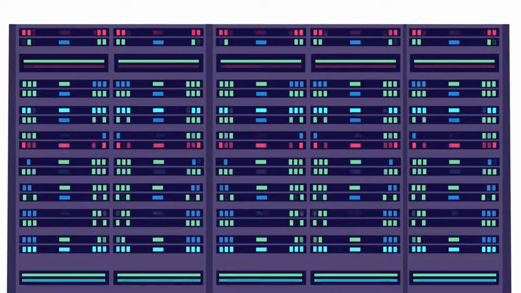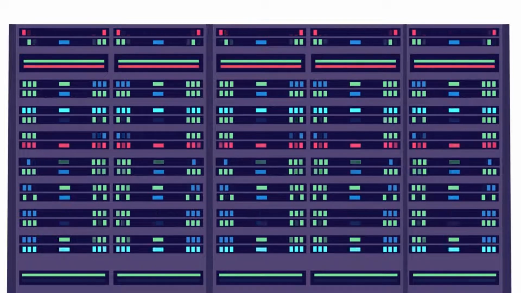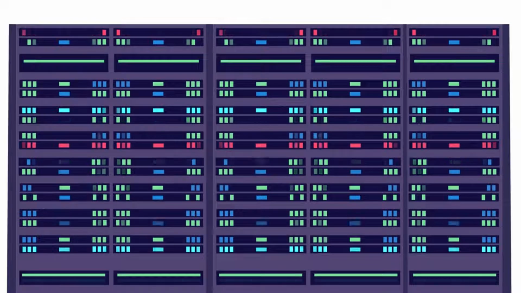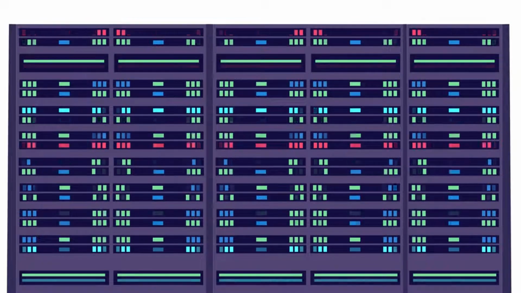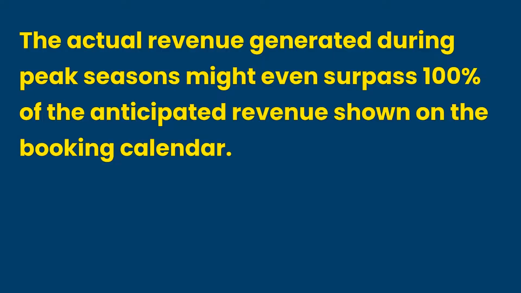In our integrated management, operations, and pricing system, our goal is to develop a hosting service that minimizes the likelihood of host cancellations. Moreover, we aim to maintain a high occupancy rate even in the face of guest cancellations. Consequently, the actual revenue generated during peak seasons might even surpass 100% of the anticipated revenue shown on the booking calendar. This surplus during peak seasons can serve as a buffer, compensating for reduced income during slow seasons.